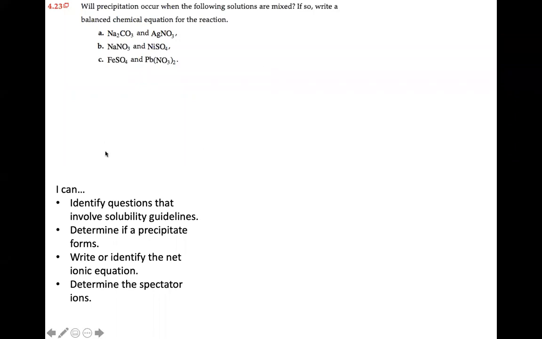Let me shoot you a poll right here on this topic. What can you do within this one? When it comes to these precipitation problems, what do you feel confident with? Can you identify the question involving solubility guidelines? Would you be able to use that to determine if a precipitate forms? Can you write the net ionic equation? And can you identify the spectator ions?